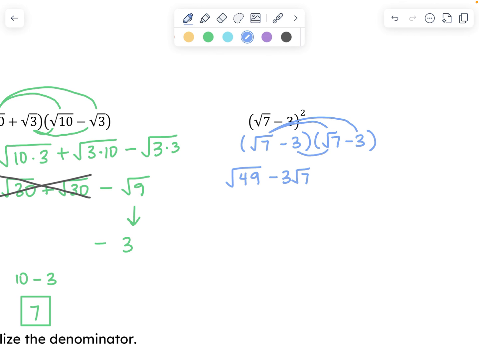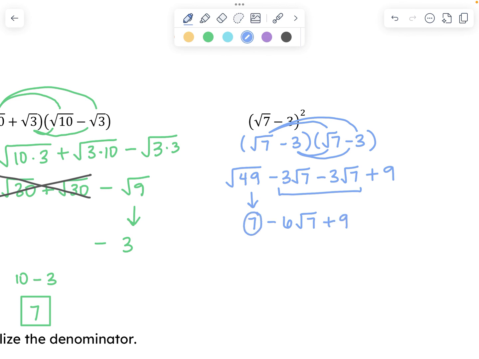Inside times inside, same thing. Minus 3 square root 7. And last times last, negative 3 and negative 3 is going to give me plus 9. Be careful with your signs here as well. So when I'm looking at this one, the square root of 49 is 7. These middle two terms I can combine, so I get minus 6 square root of 7, and then I still have that plus 9 on the end.